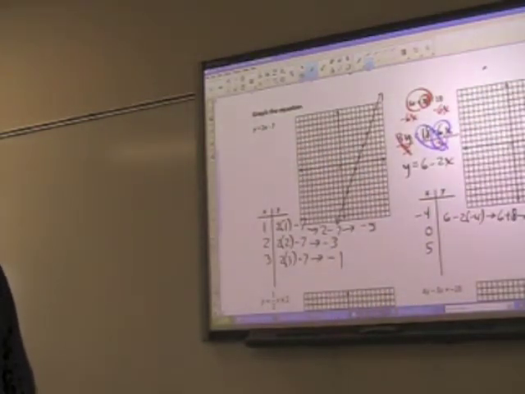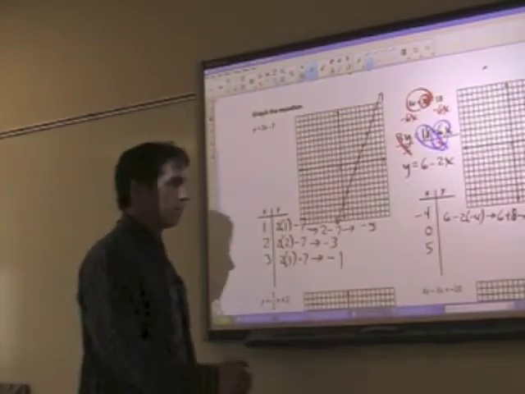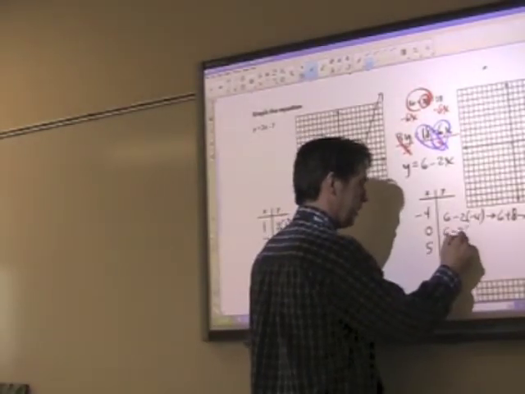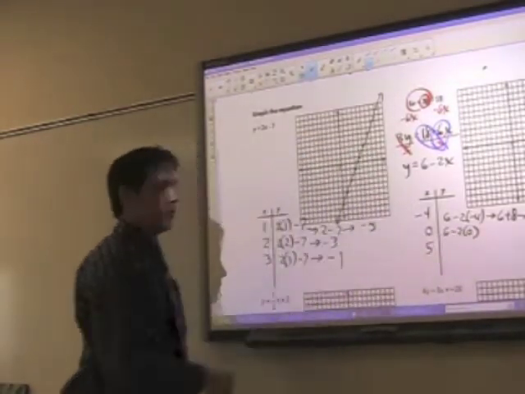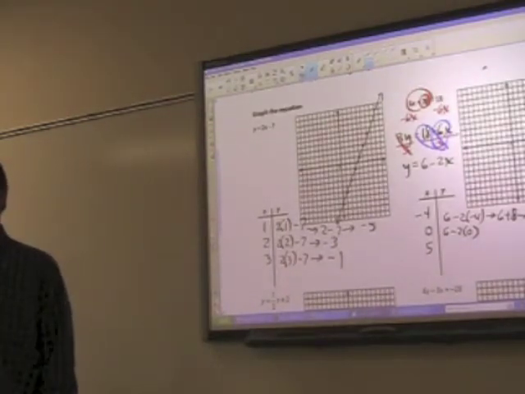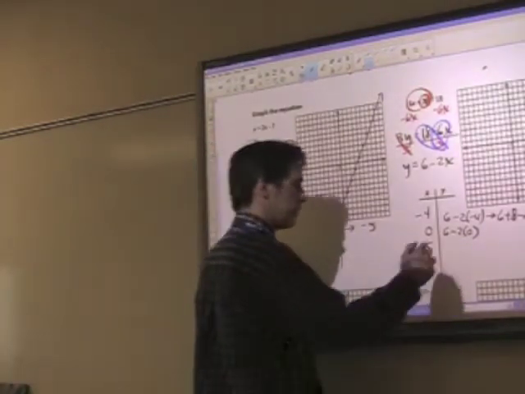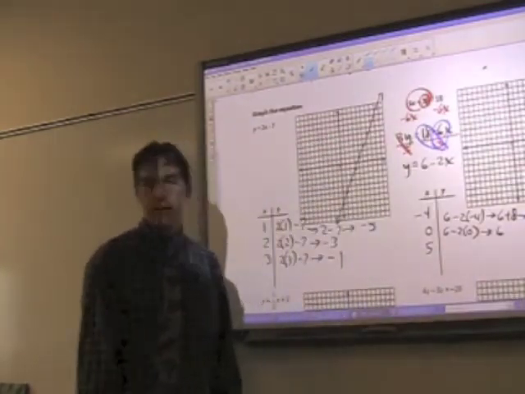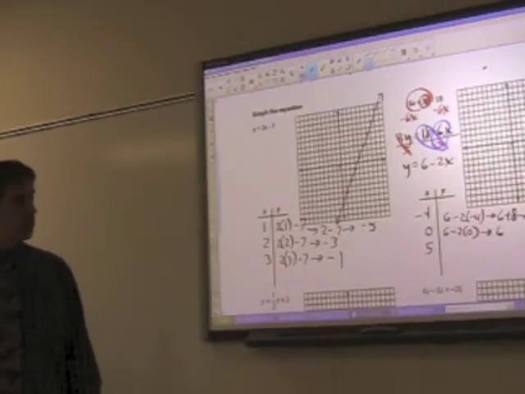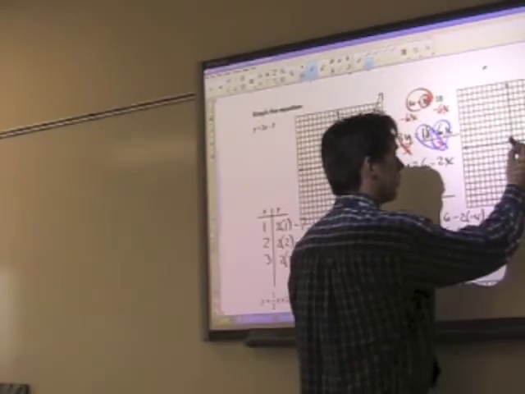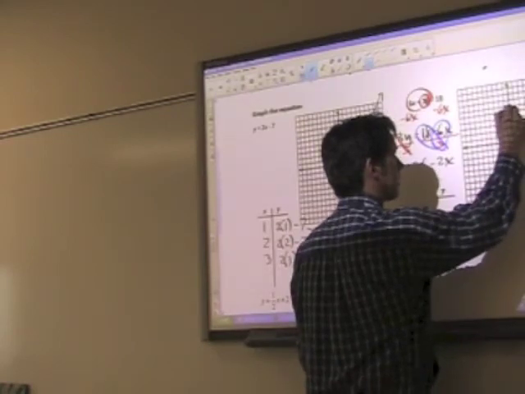If we plug in the 0, what's the answer? 6. Yeah, it's 6. Notice that when you multiply by a 0, that term goes away. That's why 0 is always a lovely one to try. That's probably the easiest one to ever do. Throw a 0 in there. So 0, 6. 1, 2, 3, 4, 5, 6.